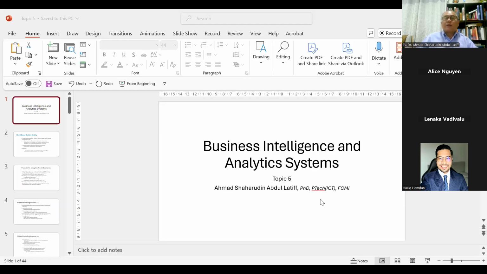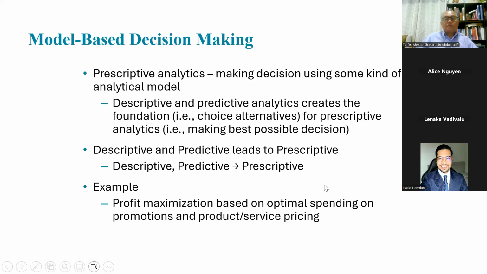Okay, today we move into topic 5. We have done descriptive analytics, and then we have done predictive analytics. So now we move quickly into model-based decision making. We'll move into prescriptive analytics. Prescriptive analytics is about making decisions. How do you make decisions? With some kind of analytical model.